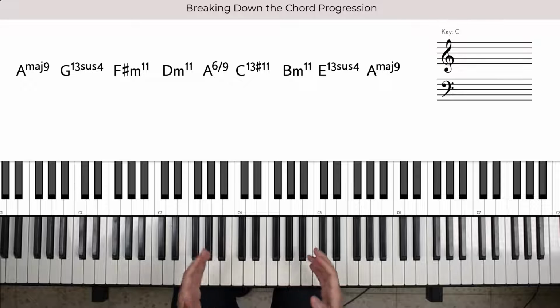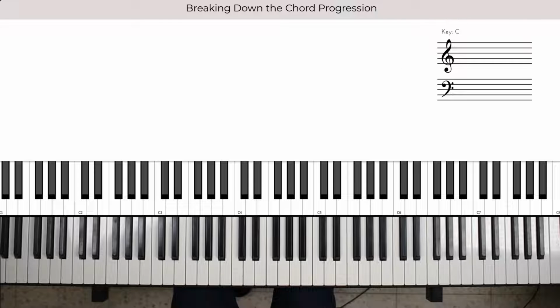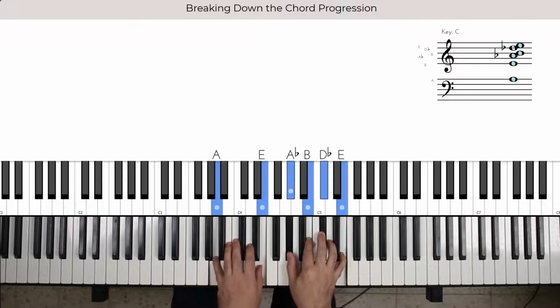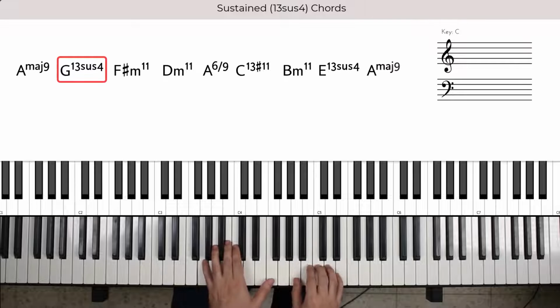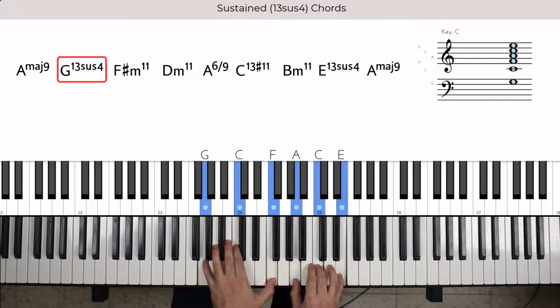Let's break down what I just played by going chord by chord and analyzing it. Along the way, we will pick up some interesting concepts. The first chord in the progression is an A major 9, and it's nothing new. We've already covered chord extensions in lesson number 8. The next chord, however, is interesting.